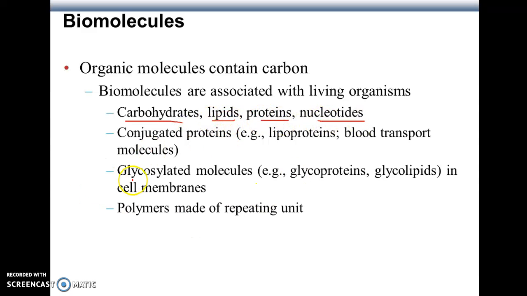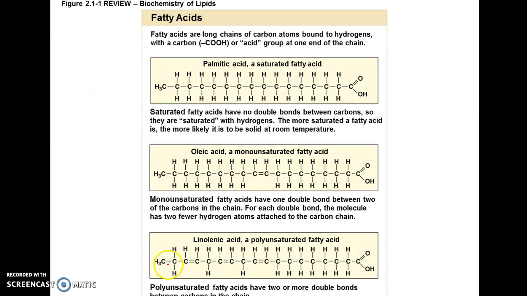Sometimes they're conjugated. Sometimes you have glycosylated molecules. They have both, a little bit of glycogen, protein, glycoproteins, and lipids. And polymers are made of repeating units, which are going to include things like glycogen, and you're going to see also amino acids coming together to form proteins. Well, first, let's talk a little bit about lipids, right?